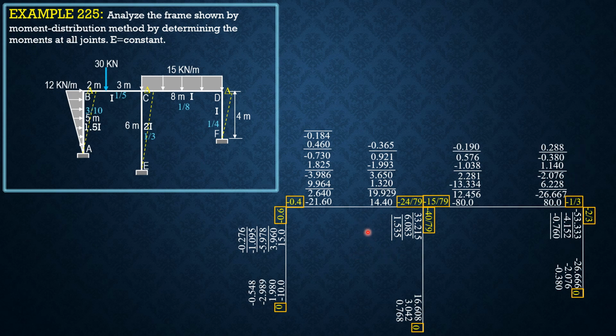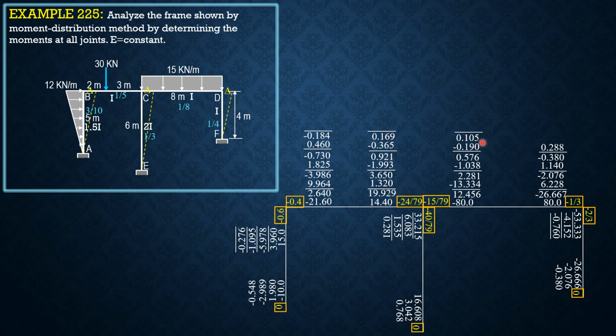Then 0 here, half of 0.281 here, 0.140. Then 0 here, half of negative 0.192, negative 0.096. 0.084 times negative 0.4 is negative 0.034. So I think we can lock this finally, double lock. 0.084 times negative 0.6, negative 0.050, lock, final lock.